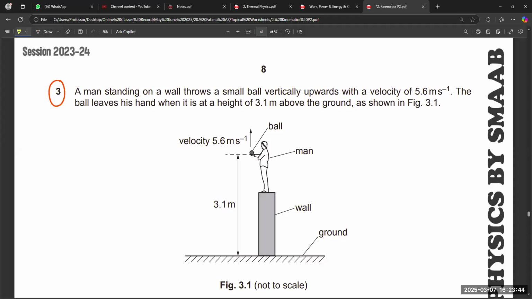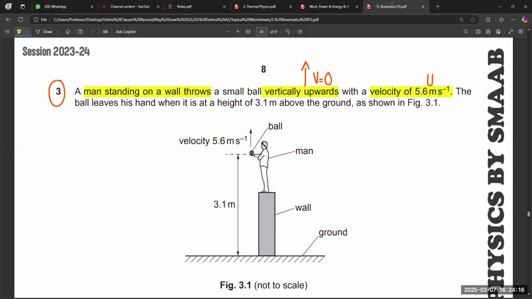So let's suppose a man is standing on a wall, throws a small ball vertically upwards with a velocity of 5.6 meter per second. So right now they are talking about upward motion, and this is the initial velocity for upward. So let's suppose this is initial. And right now we are talking about upward. So definitely in upward movement, we consider final velocity 0 always.